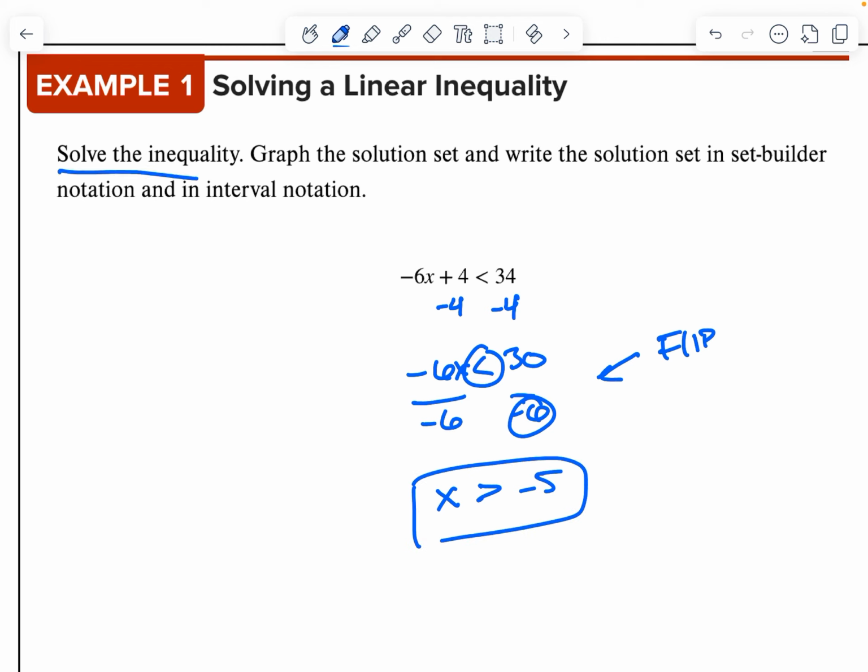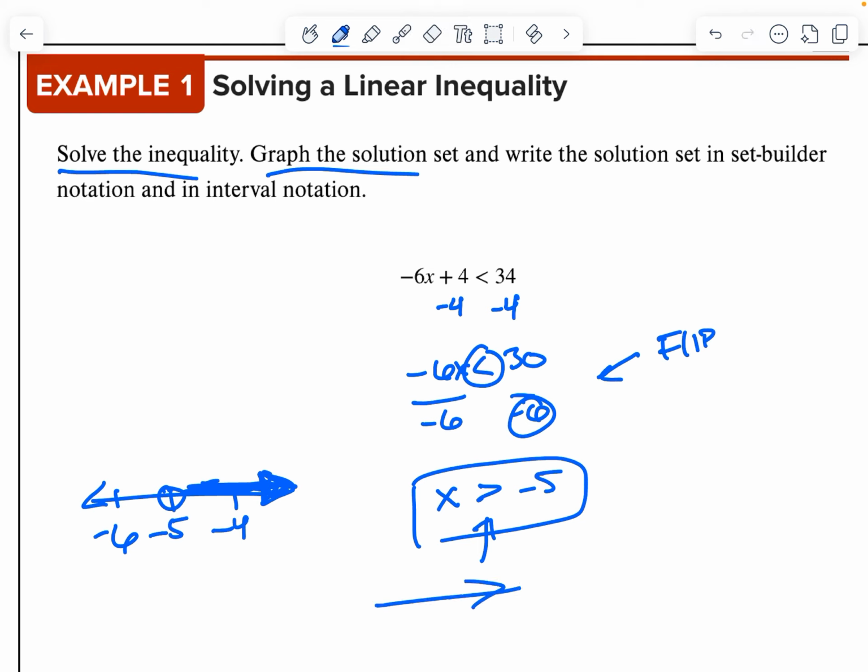This says first solve the inequality. We've done that. Next it says to graph the solution. So negative 5 lies somewhere on a number line between negative 4 and negative 6. Since this is strictly greater than, not greater than or equal to, we're going to use an open circle. We could use a parentheses if we wanted to. And since x is greater than, we're going to shade to the right. I tell people that the greater than or less than, as long as your variable is on the left side of your inequality, that symbol is going to be an arrow to show you where to shade, right? If it was this way, it would be an arrow pointing that way to shade that way.